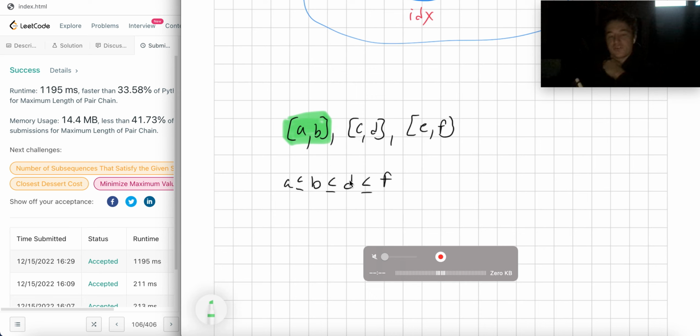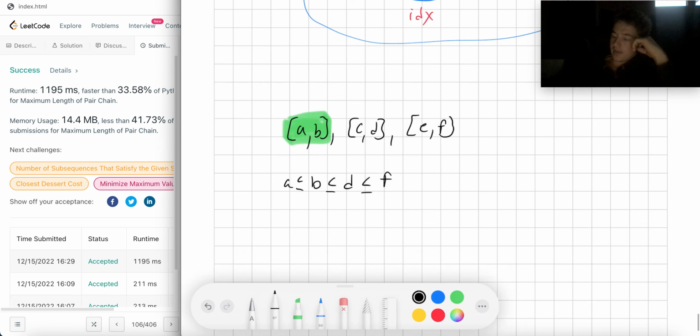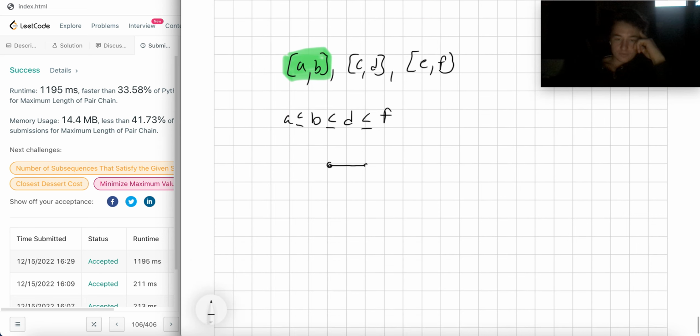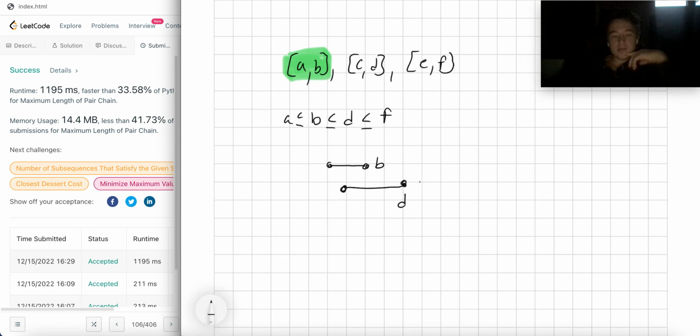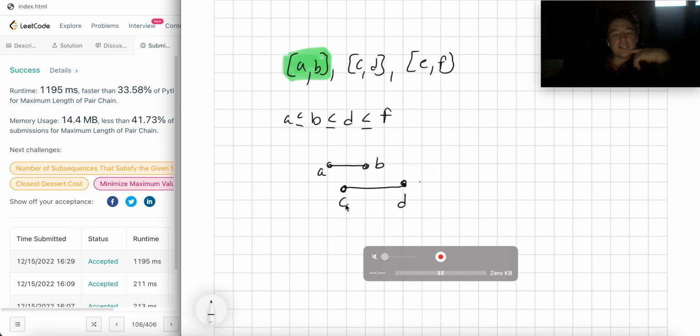So this thing starts first, so this is definitely true. So why is choosing this the best? Well, C can either start before A or can start after A. If you look at A and B, we know that A comes before B, and we know that D ends after B, because B is less than D is less than F. So C is either after A, and if C starts after A, then it's definitely better to choose AB.